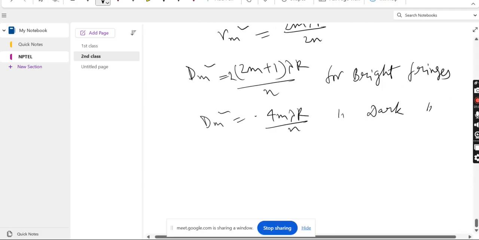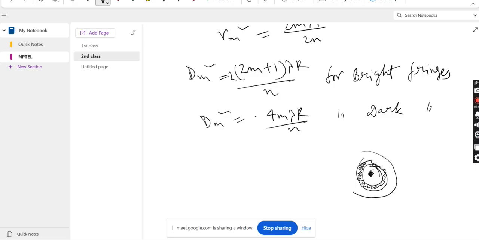Now we get to know that this is the middle, then another dark fringe. So they are really not equal. They are the fringes of equal film thickness, but the fringes are not equal, they don't have equal thickness.